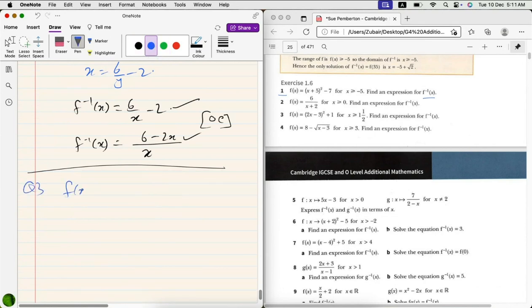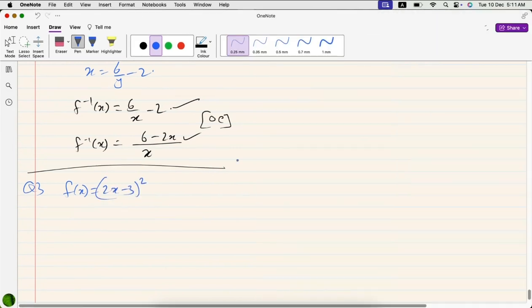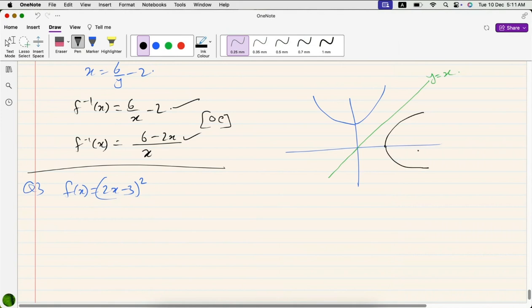Question 3 says f of x is equal to (2x minus 3) whole square. Now, as we already know, if we have a curve, it is a function, but when we find inverse of that, y equals x reflection, this would look like this. Now, this is not a function because it is one to many after inverse. If that was f of x, this is f inverse x. Now, it is not a function.